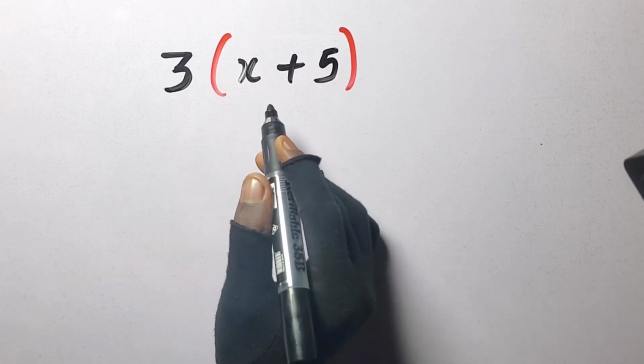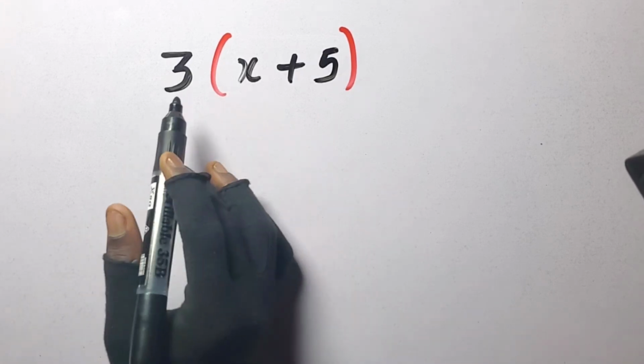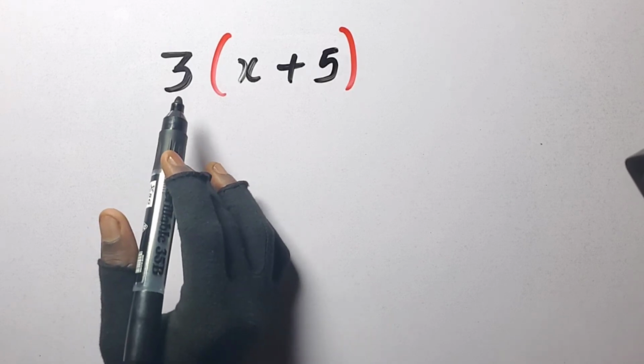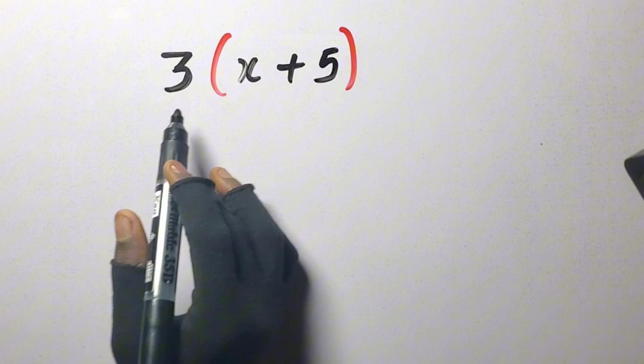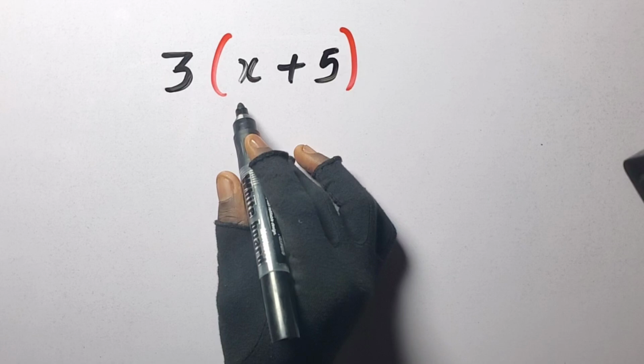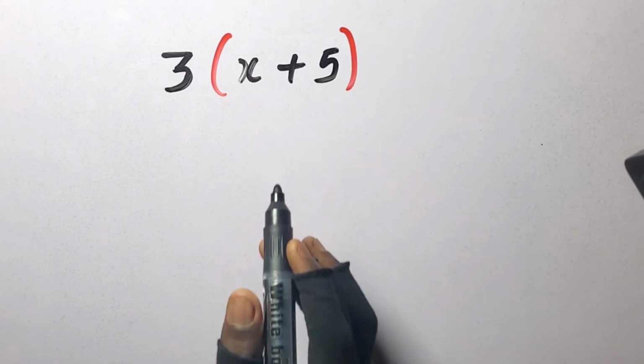Expanding brackets is not magic. It is just multiplication. Think of the number outside as a VIP guest. It must shake hands with everyone inside the party. If you miss one person, you are being rude and you lose the mark.